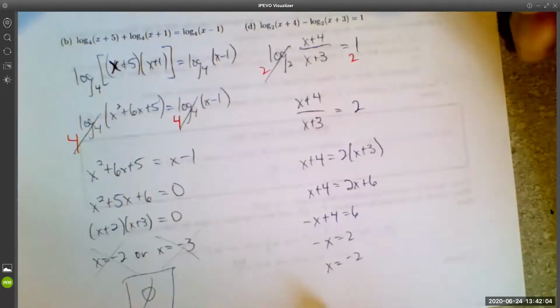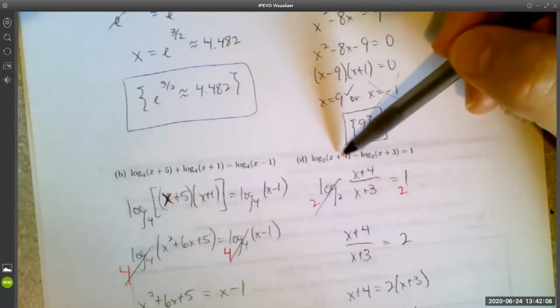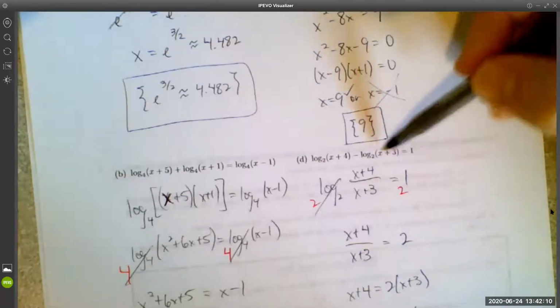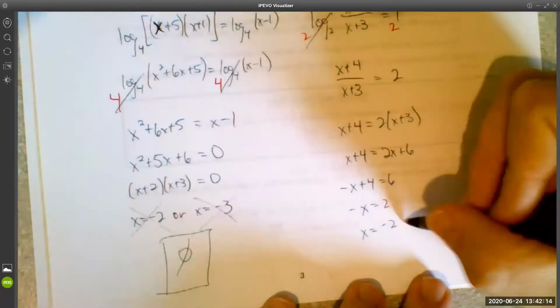So I'm getting x equals -2 as my possible answer. To check that, I plug it back in here. -2 plus 4 is +2, so that works. -2 plus 3 is +1, so that works. So this is a good solution.